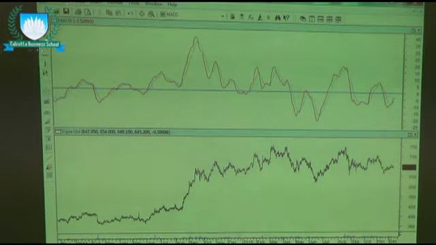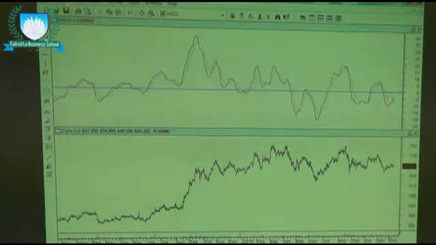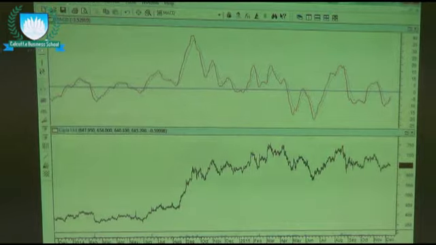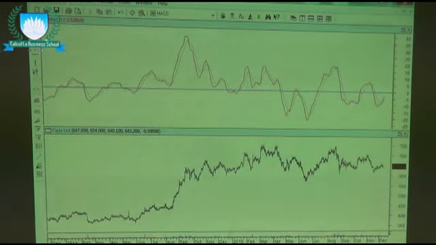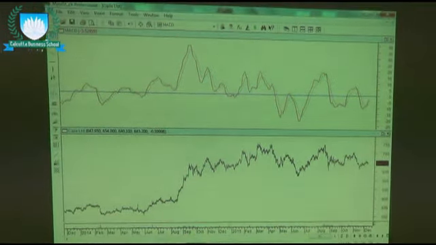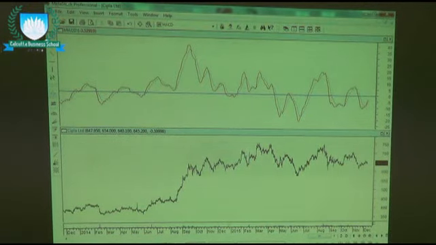So this is one of the many indicators that are used in order to understand future movement in stock prices and to take a position in a particular stock.